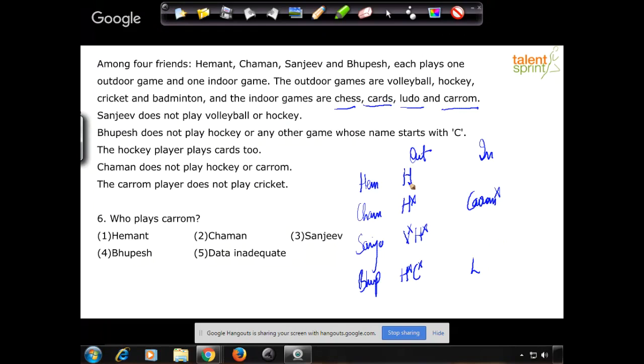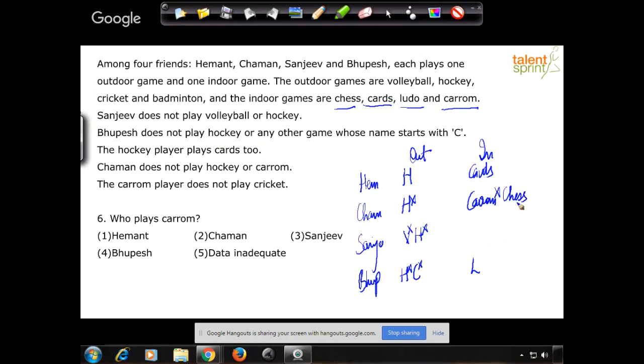Now, we know that Chaman does not play carom, boys and girls, and there are only 2 other games out there that are chess and cards, and they clearly tell us that the hockey player is the guy who plays cards. That means Hemant plays cards. Now, with cards and ludo taken, knowing that Chaman does not play carom, we can easily conclude that Chaman is the guy who plays chess.